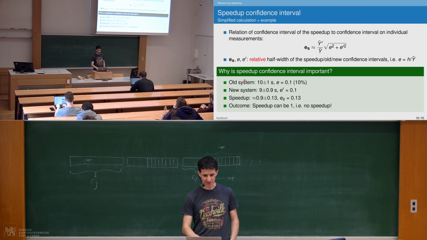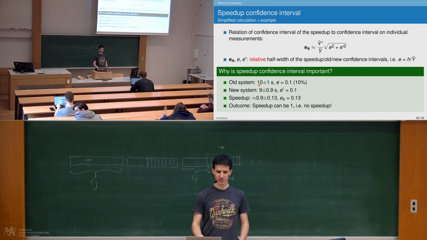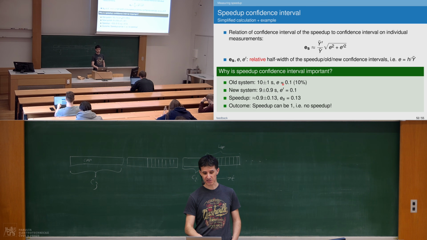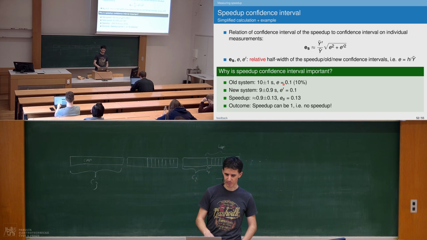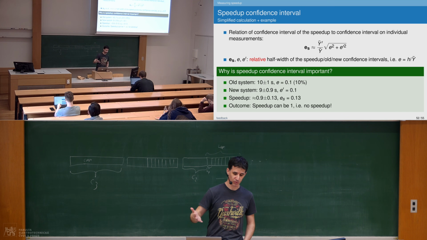So the mistake is shown here. Let's say you have a program and you measure that the execution of your program is 10 seconds plus minus 1. So the confidence interval of your measurements is plus minus 1. So this means that the relative half-width of the confidence interval is 0.1. It's like 1 divided by 10. So this is this E here. So it's 10%. Now, let's say we improve our program.